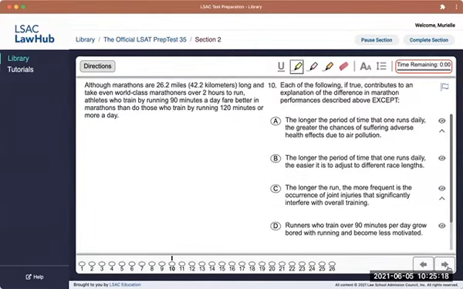Each of the following, if true, contributes to an explanation of the difference in marathon performances described above, except. So this is a paradox question, a resolve, reconcile, explain type of question. We have just two facts here that require some sort of explanation. It's not understood how these two work together. So this isn't really an argument. We wouldn't be able to find a conclusion here. So let's start with this one.